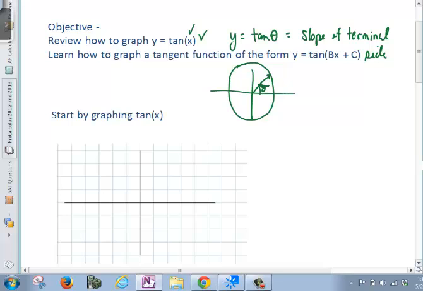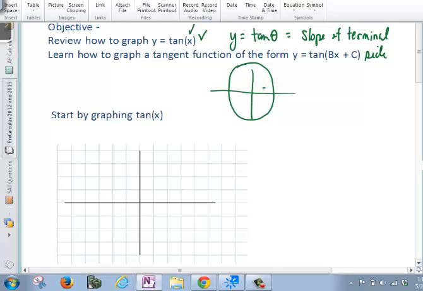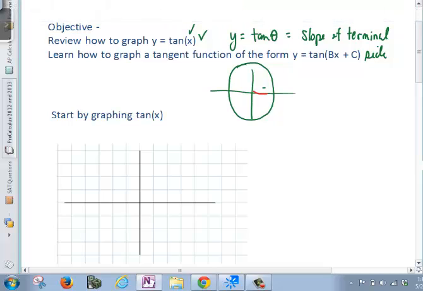So for example, when I have a 0-degree angle, the slope of this line is 0. You can see that's horizontal, so the slope here would be 0. But when we get to a 45-degree angle, or pi over 4 radians, we have a slope of 1. And when we go vertical, at pi over 2 radians, or 90 degrees, we have an undefined slope.